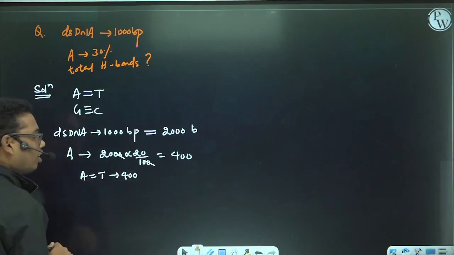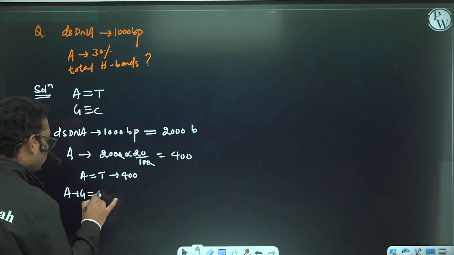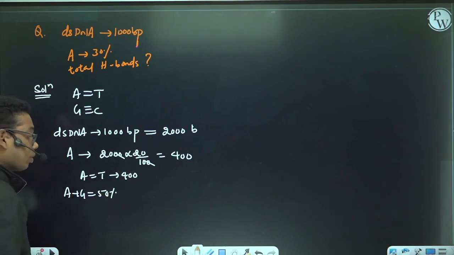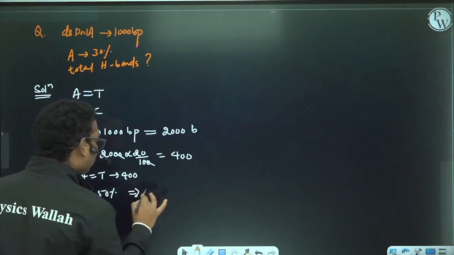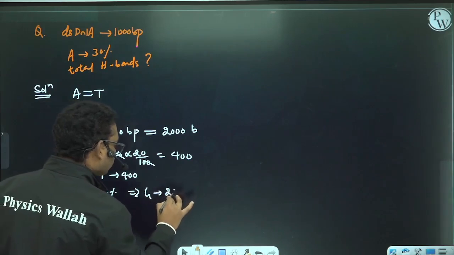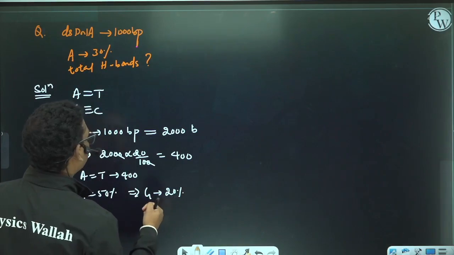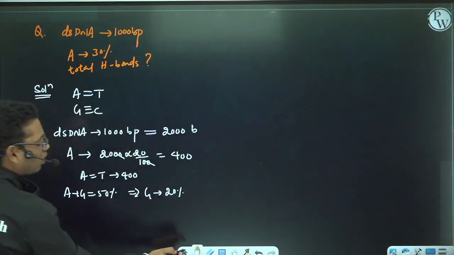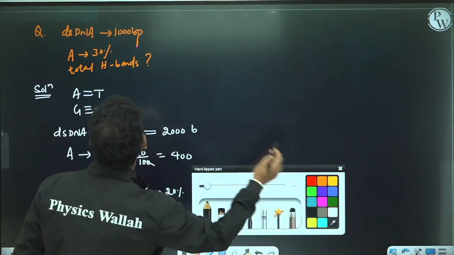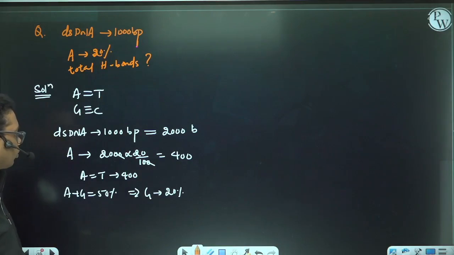And what about guanine then? We know adenine plus guanine is 50%. And because adenine is present 30%, the guanine will be present 20%. Sorry, here I have to write 30%, right? Suppose I can change this question, no problem. I will change this question. Suppose here it is 20%. Now this is clear.